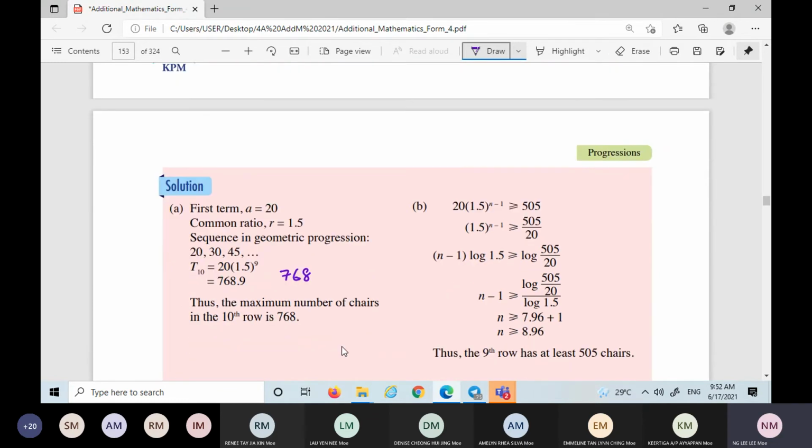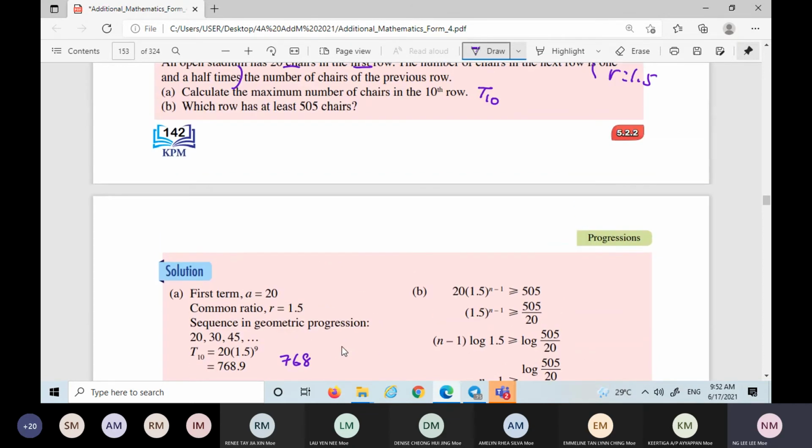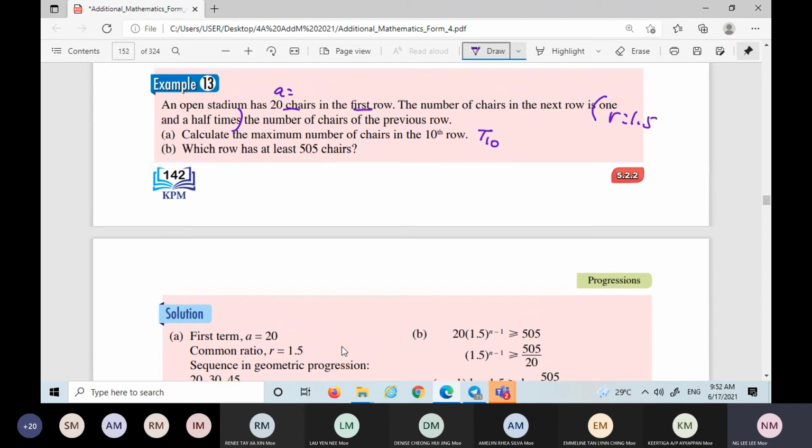So for this kind of questions, you all have to be careful. Sometimes it involves a little bit of common sense. When I look at this, chairs must be a whole number, then I round off? Not necessary.